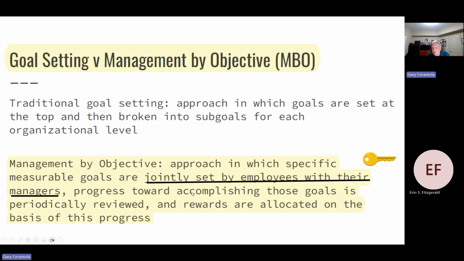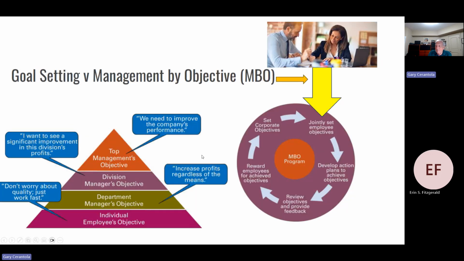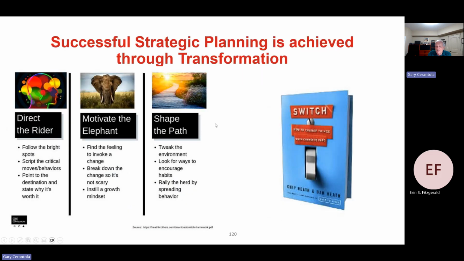Progress towards accomplishing these goals is periodically reviewed. The rewards are allocated on the basis of this progress. This is as old as Adam. This MBO came out many years ago, and the whole idea is this is how it goes. It cascades down. And so it's jointly set. It develops action plans. They review the objectives, they look at the rewards, and they set those objectives at each level based on that.